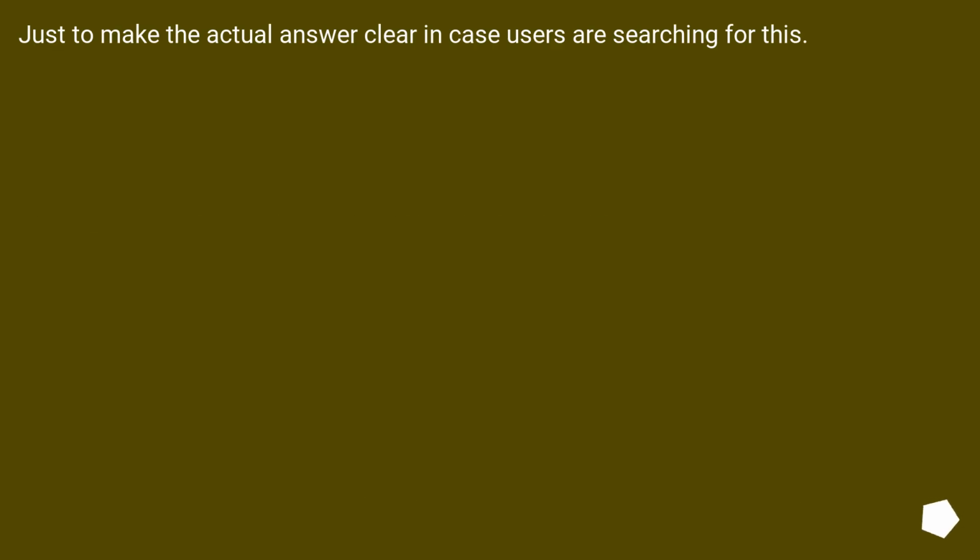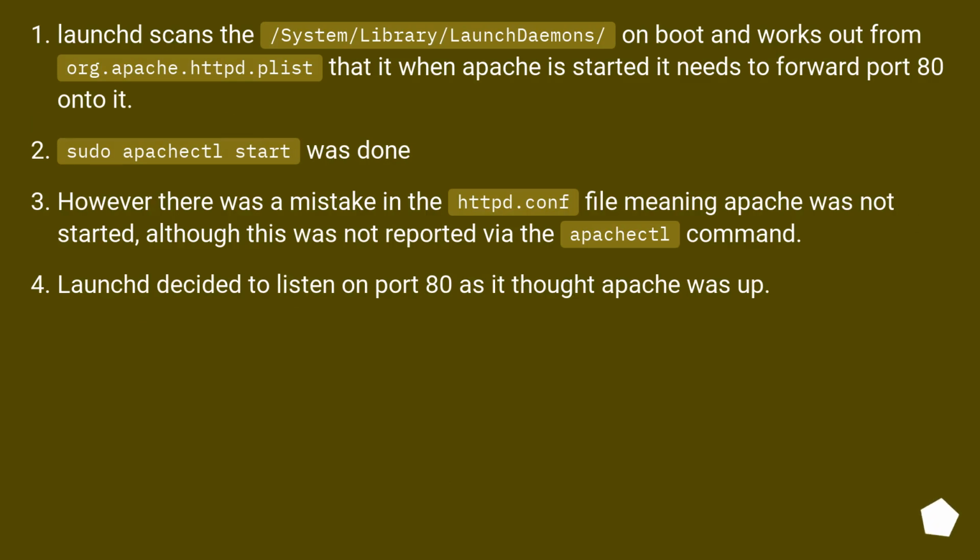Just to make the actual answer clear in case users are searching for this. Launchd scans the /System/Library/LaunchDaemons on boot and works out from org.apache.httpd.plist that when Apache is started it needs to forward port 80 onto it. Sudo apachectl start was done.